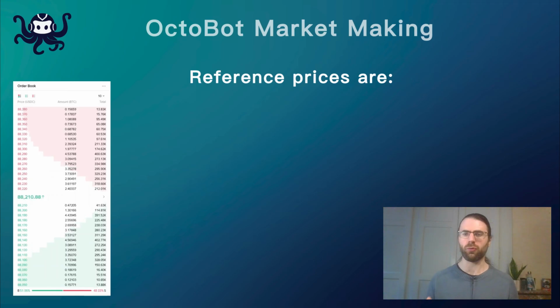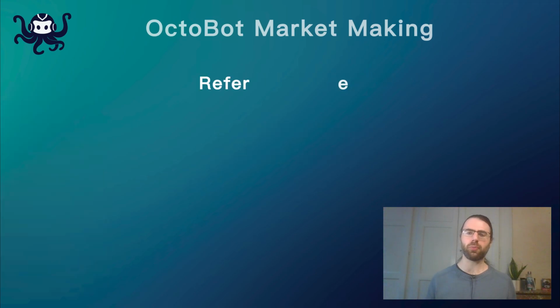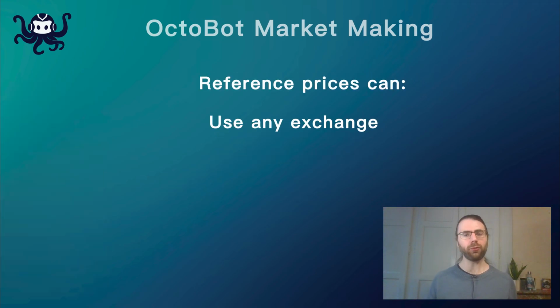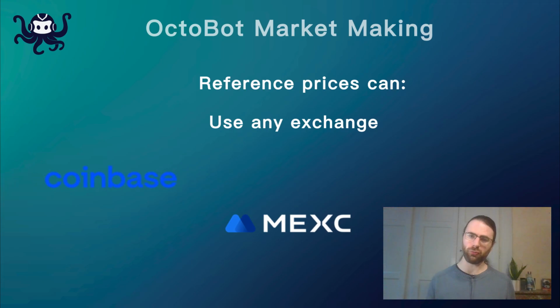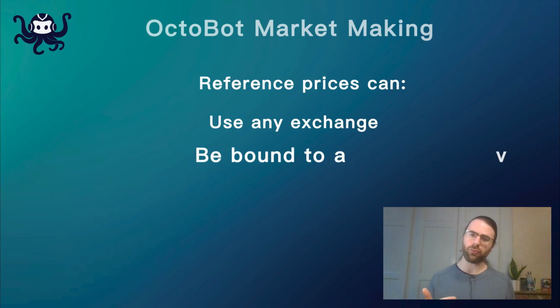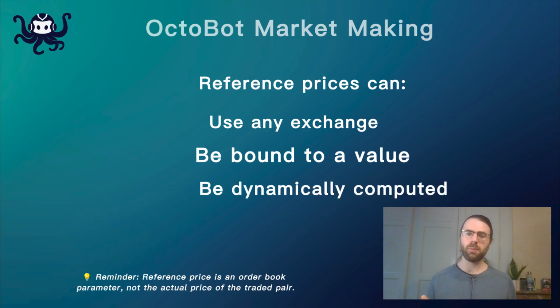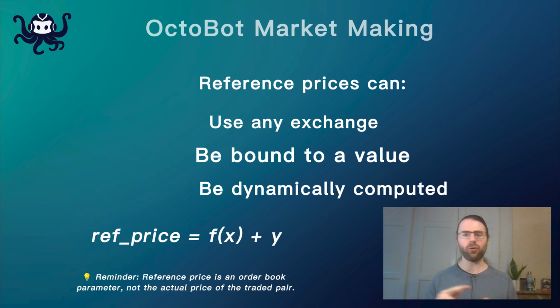So its value is a critical component of the market making strategy. We designed this reference price configuration to be extremely flexible while remaining simple to use. An OctoBot market making reference price can be computed either from the local exchange, a different exchange, or a mix of both. It can also be forced as a static value, and it can also be dynamic, maybe by using the historical price of the pair or any other custom logic to interact with the market in a way that makes sense for your token.